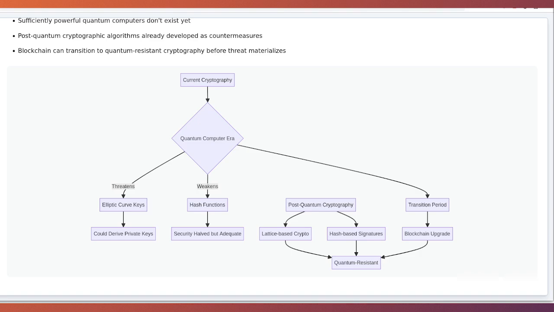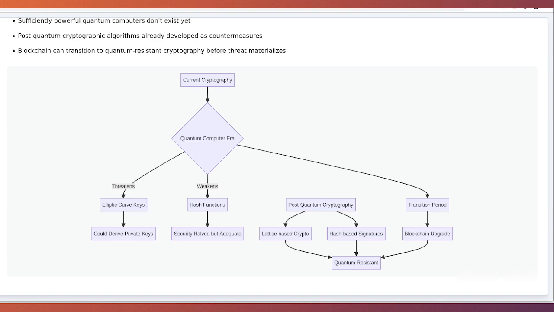The good news is that sufficiently powerful quantum computers don't exist yet, and likely won't for years or decades. Quantum computers powerful enough to threaten current blockchain cryptography would need millions of high-quality qubits, while today's quantum computers have only dozens to hundreds of noisy qubits. Additionally, blockchain can be upgraded with quantum-resistant cryptography.